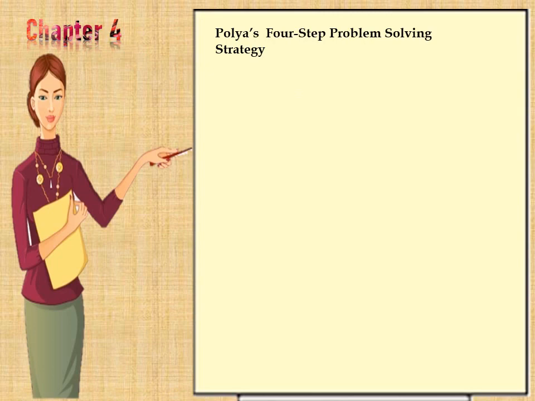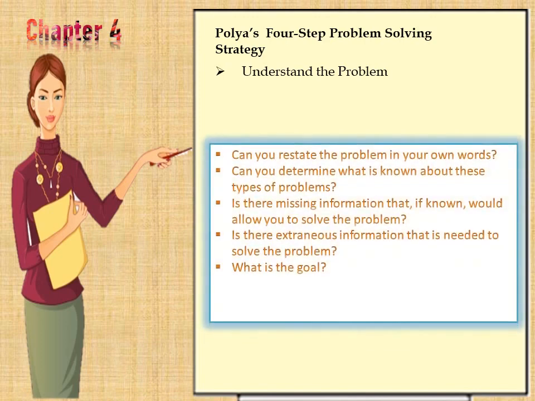Polya's four-step problem-solving strategy. So the first step is understand the problem. There are some questions here that help us to understand the problem. First one is, can you restate the problem in your own words? So let's try to restate the problem in our own words. Next, can you determine what is known about these types of problems? Or is there missing information that, if known, would allow you to solve the problem? Or is there extraneous information that is not needed to solve the problem?